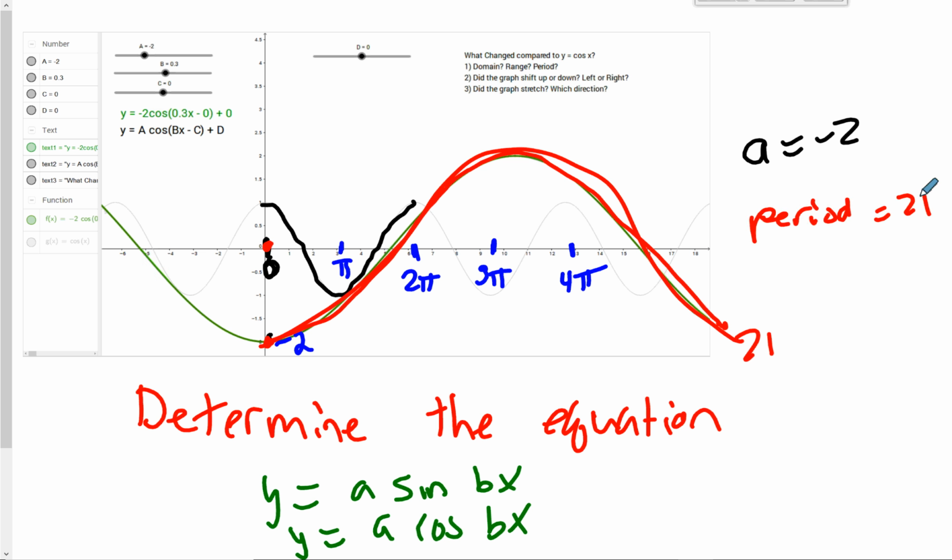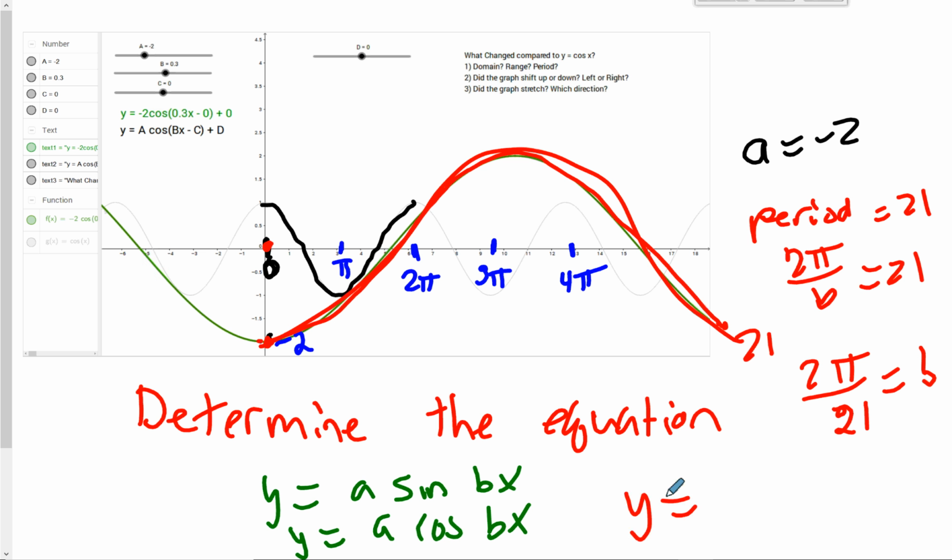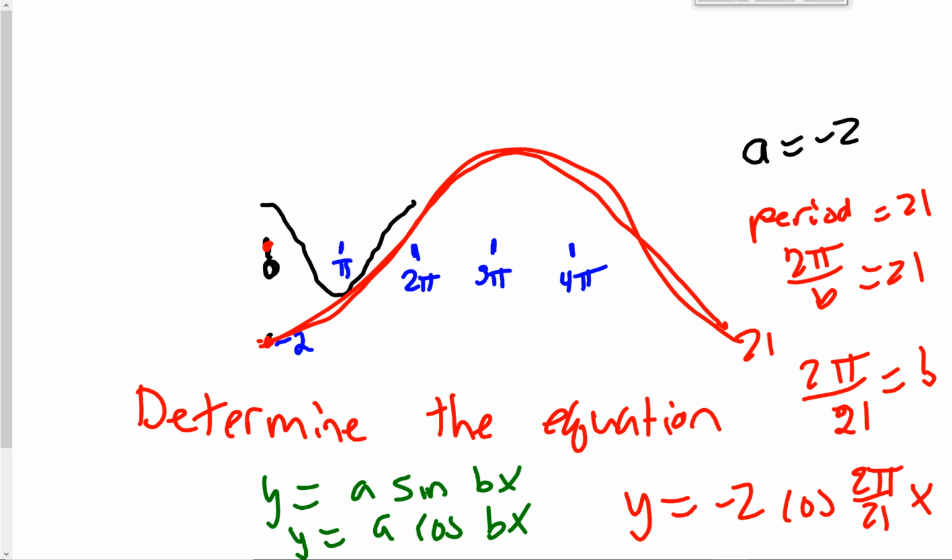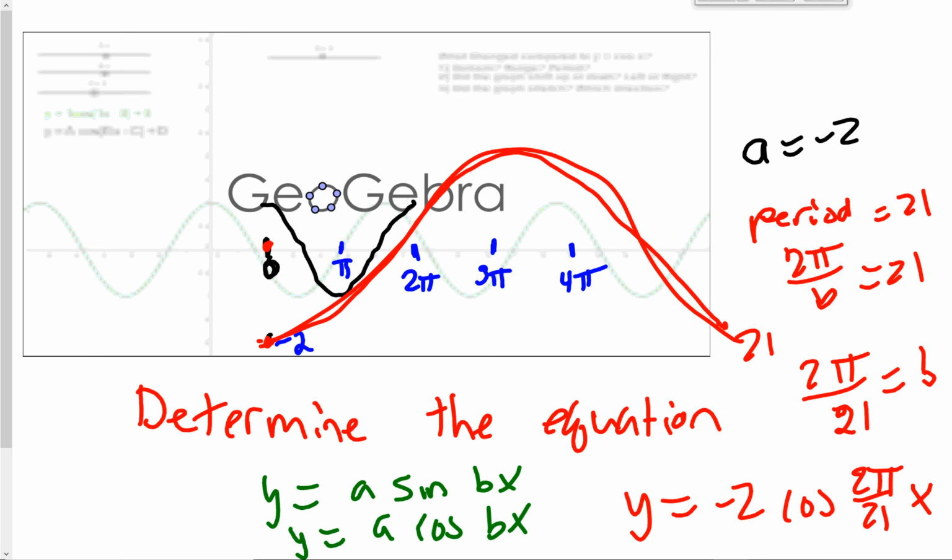So my period equals 21, but my period is 2 pi over b. So 2 pi over b equals 21. Now I have to solve for b. So 2 pi over 21 equals b. So there's my b. Now I can plug in my b and my a, and this looks like cosine, so I'm going to do cosine. So y equals my a, which is -2 cosine of my b times x. And so that's what that one looks like.